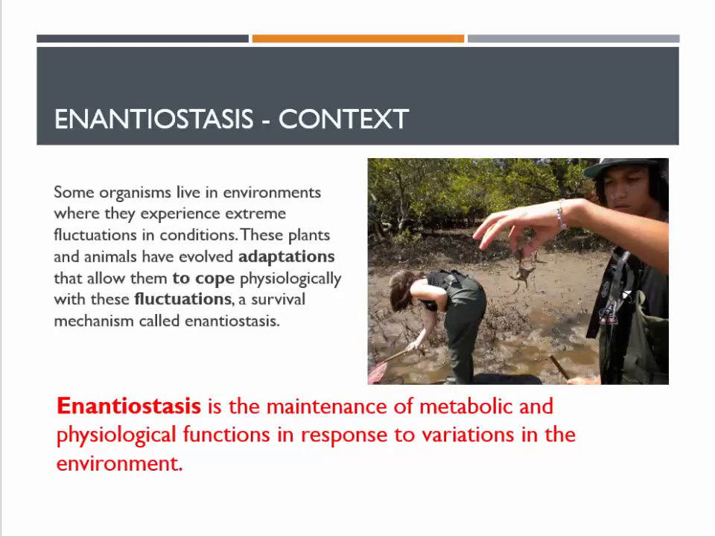So let's put enantiostasis in context. Some organisms live in environments where they experience extreme fluctuations in conditions. These plants and animals have evolved adaptations that allow them to cope physiologically with these fluctuations. This is called a survival mechanism, enantiostasis. We've got the definition of it just down here, so if you haven't got that down yet, I suggest you get that into your notes.